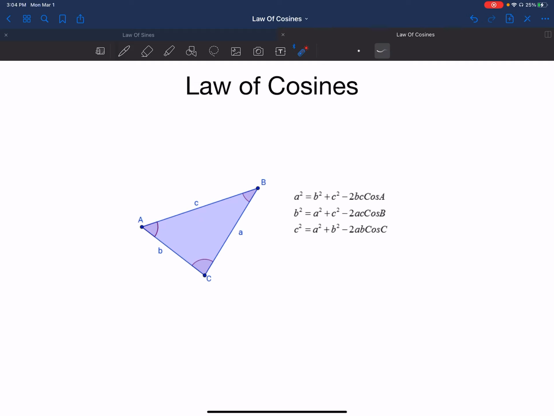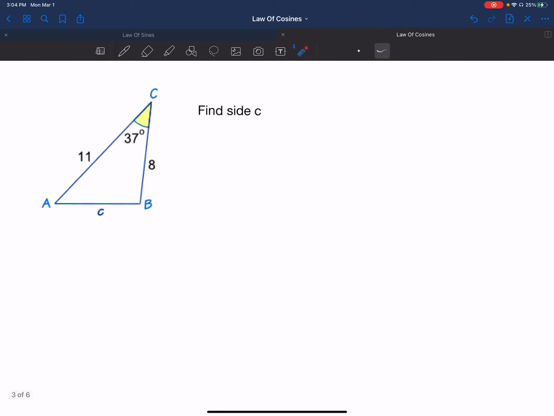Let's look at the first problem. So this time we are looking for a side. In this particular example, we are looking for side C. So out of the three equations, we are going to use the one that starts and ends with a C. So knowing that information, I'm going to write C squared equals the other two letters, which are A and B, and then we're going to square them and add them, minus 2 A and B, the same two letters, times the cosine of the first letter, which is C.